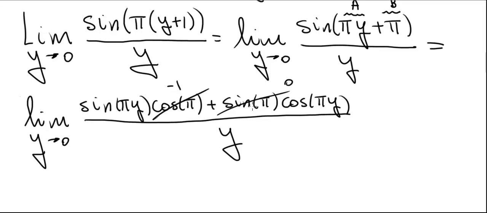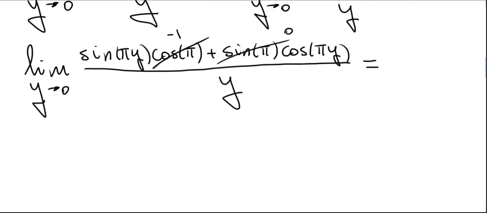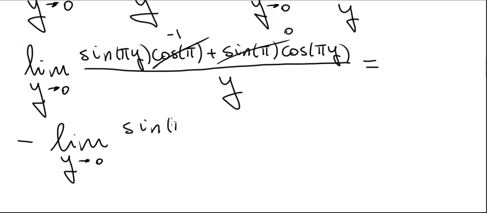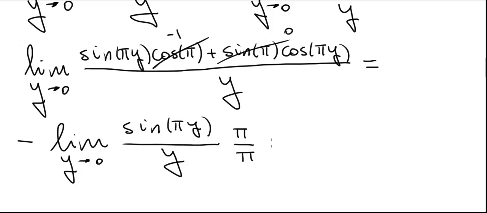So sine of pi times cosine of pi y, that product will be 0. And now our limit, what remains, looks like this. We have a minus in front of the limit, so minus the limit as y approaches 0 of sine of pi y divided by y. Now to finish this up, let's multiply the numerator and denominator by pi over pi.